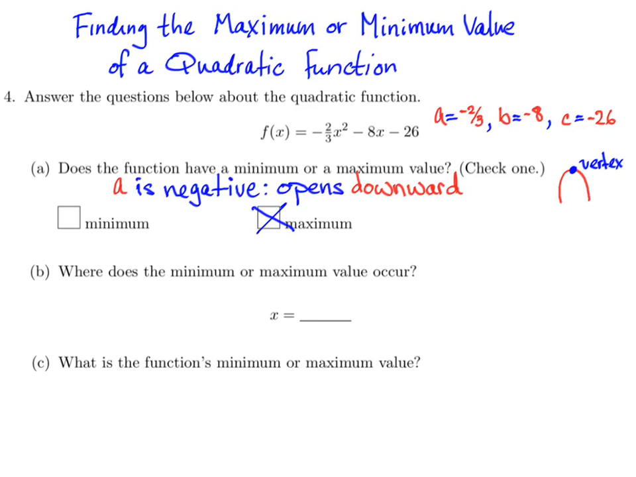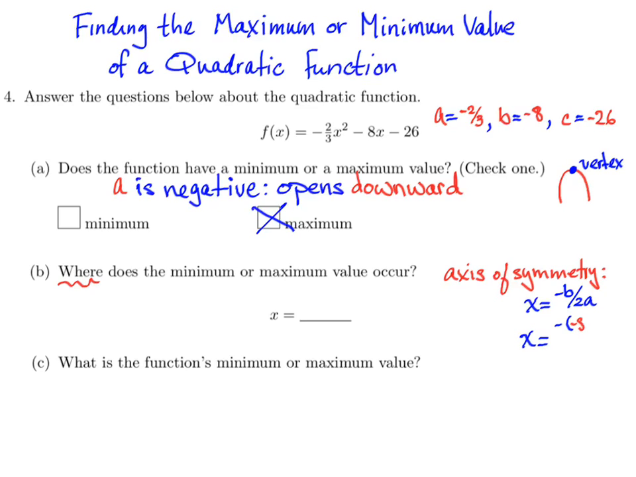So now part B. Part B says, where does this maximum value occur? So where does it occur means what x-coordinate will give us the maximum value. It's asking for the first coordinate of the vertex. So we know the vertex lies on the axis of symmetry, and we know the equation of the axis of symmetry is x equals negative b over 2a. So that means that the x-coordinate of the vertex is also negative b over 2a.